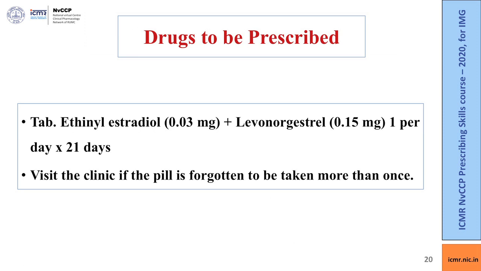Thus, a prescription for Suvarna, who wished to space a pregnancy, should be given as follows: tablet ethinyl estradiol 0.03 mg plus levonorgestrel 0.15 mg, 1 per day for 21 days. Visit the clinic again if the pill is forgotten more than once.